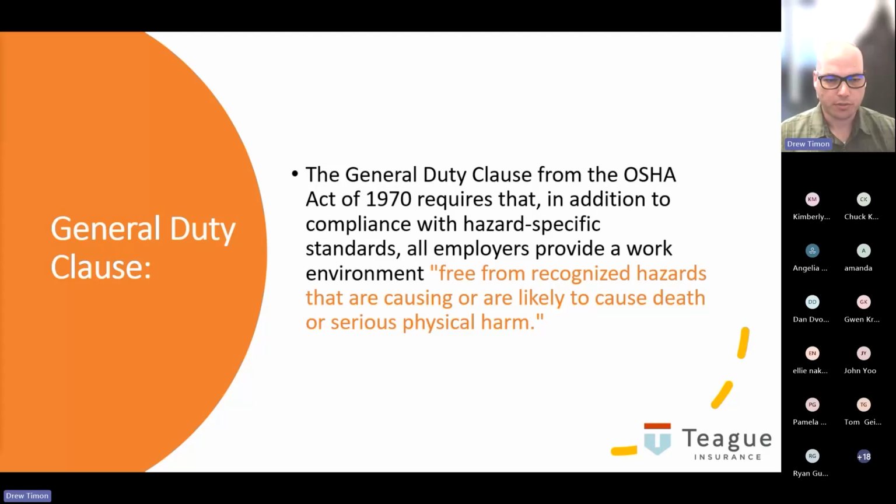So all employers are subject to the 1970 OSH Act General Duty Clause, which essentially states that an employer has to provide a work environment that's free from recognized hazards that are causing or likely to cause death or serious physical harm. So when we break this down, it's saying that even if OSHA hasn't written a standard on a certain work practice or hazard, if the employer knows that it's a hazard to their employees, then they have to implement a plan and controls anyways in order to protect their employees.